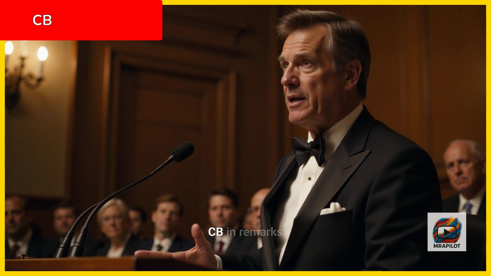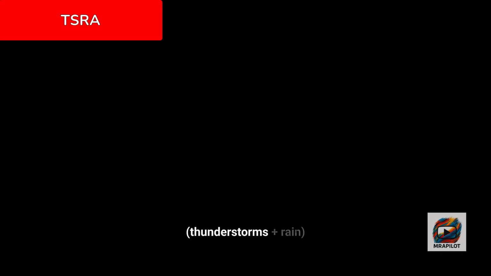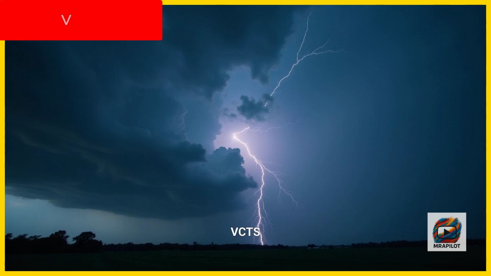For more detail, pilots use METARs, TAFs, and GAIRMETs to track cloud development and precipitation type. Pay special attention to CB in remarks. TSRA, thunderstorms plus rain. VCTS, thunderstorms in vicinity. All signal convective activity is nearby or building.